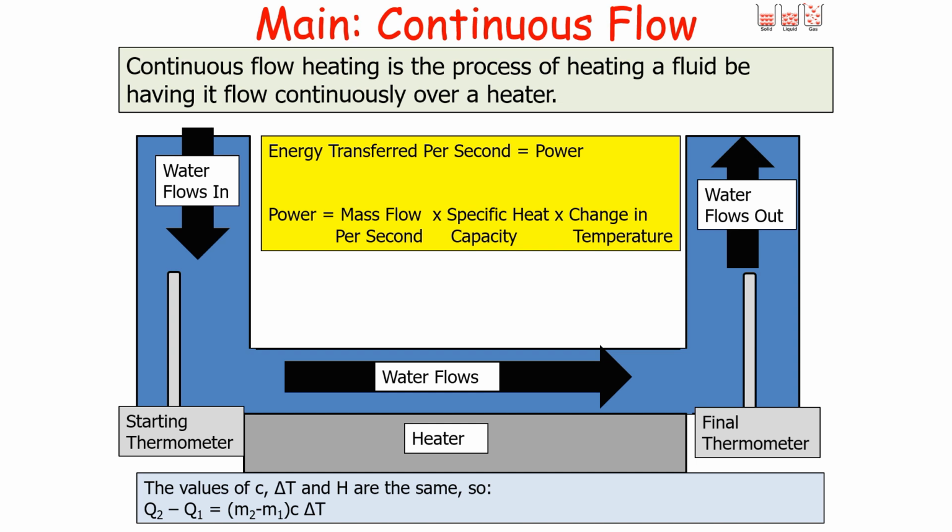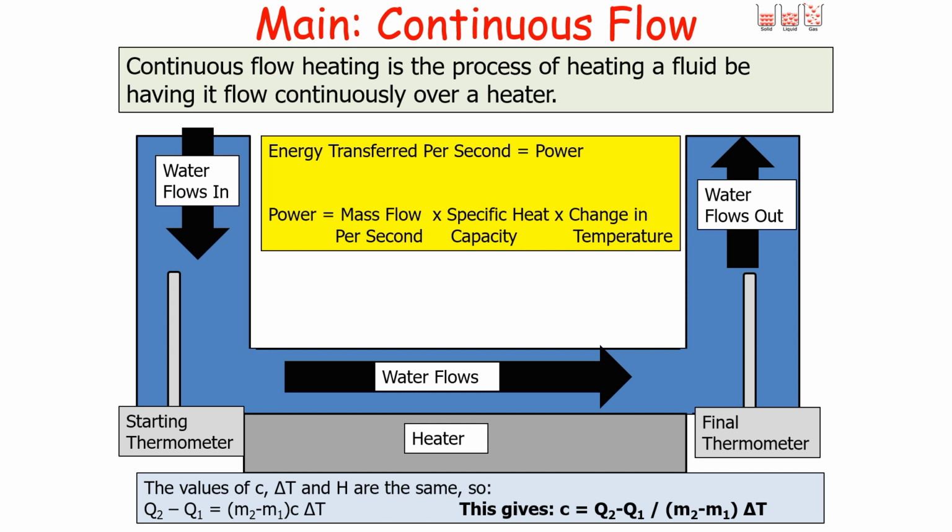We can say this because H cancels, ΔT is the same, and c is the same, so the only values that are changing are Q and M. So we can rearrange this equation and make c the subject. The specific heat capacity c is equal to (Q2 − Q1) over (M2 − M1) times ΔT, and that allows us to work out the specific heat capacity of the fluid via continuous flow heating. Now, you might ask, how do you work out Q?